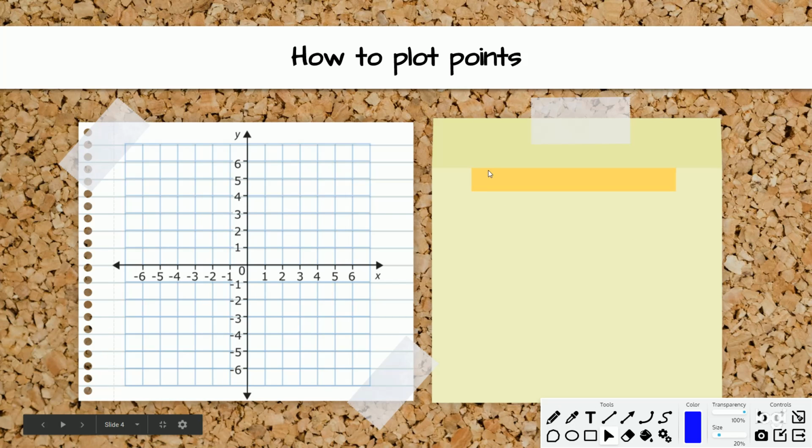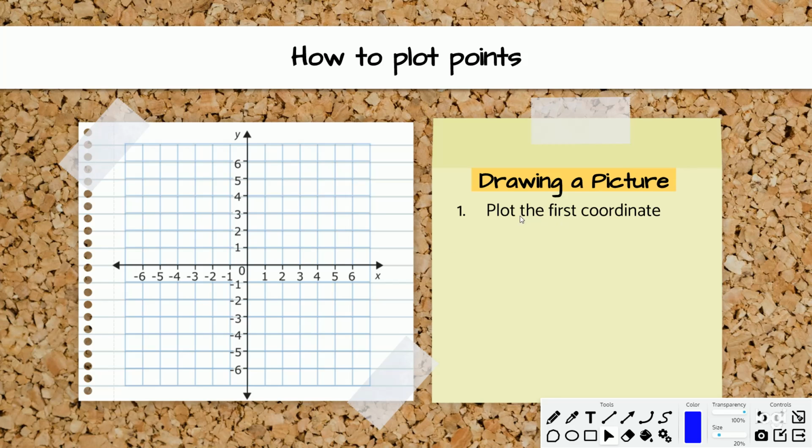So now we have how to plot points. This is directly from the old lesson that we did where you were drawing a picture. So there's a few steps that go for that. We need to first plot the first coordinate on our coordinate plane, then plot our second coordinate on our coordinate plane, then connect those two coordinates with a line.